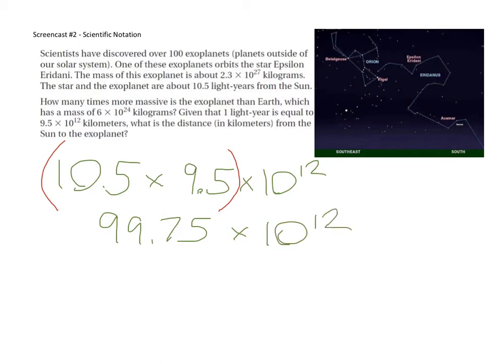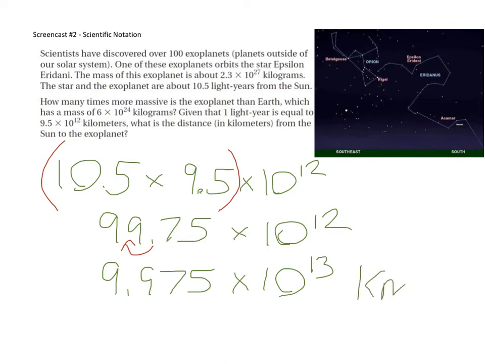Are we done though? No, because we need it in scientific notation. Which means 99.75 is way too big because it has to be between 1 and 10, not including 10. So we got to take this little decimal right here and move it to the left. As we move it to the left, this becomes 9.975 times 10 to the, but keep something in mind. This time, 99.75 became smaller. So therefore, this exponent 12 must get larger by 1. So it's times 10 to the 13th, and of course, kilometers.